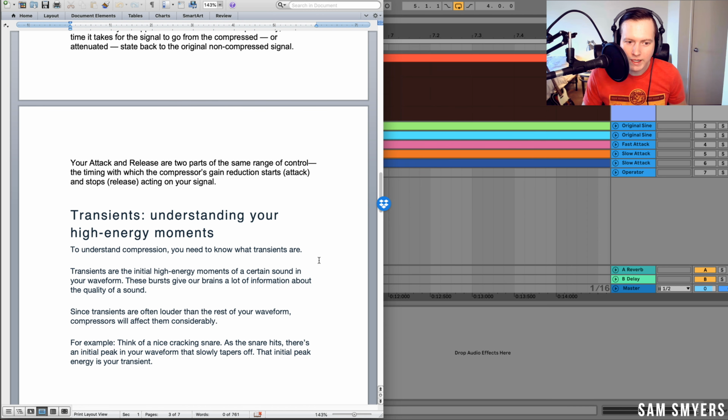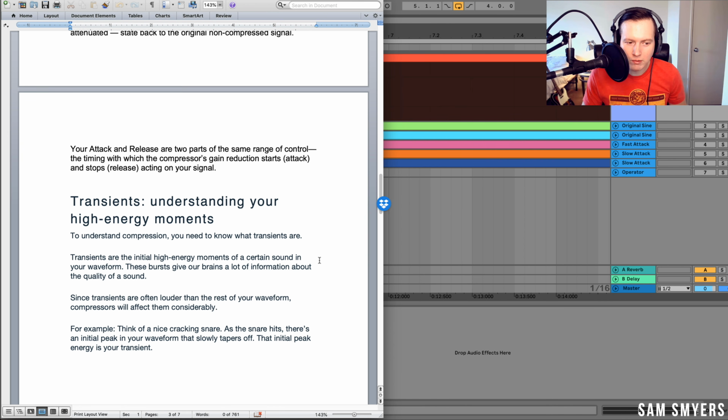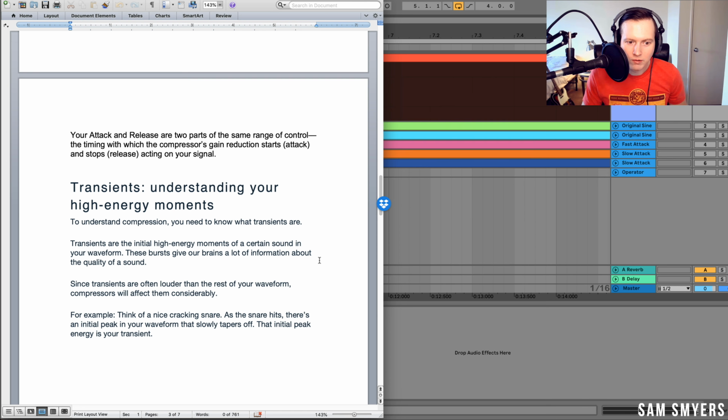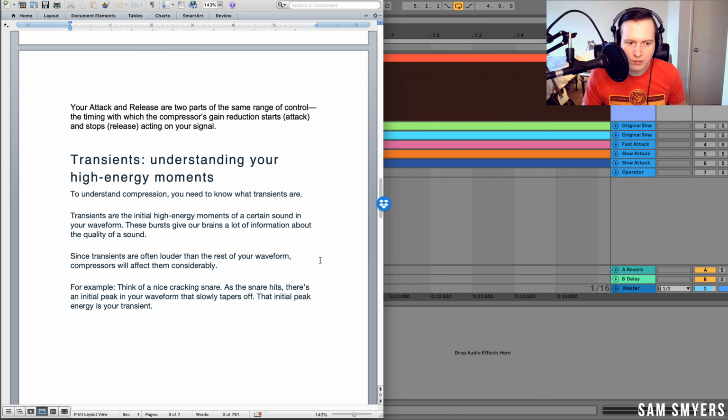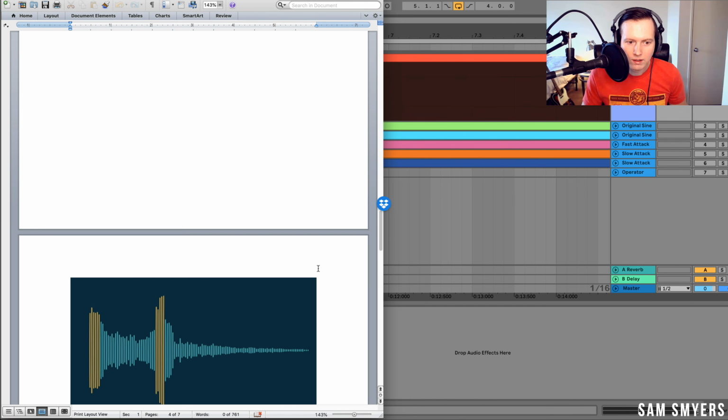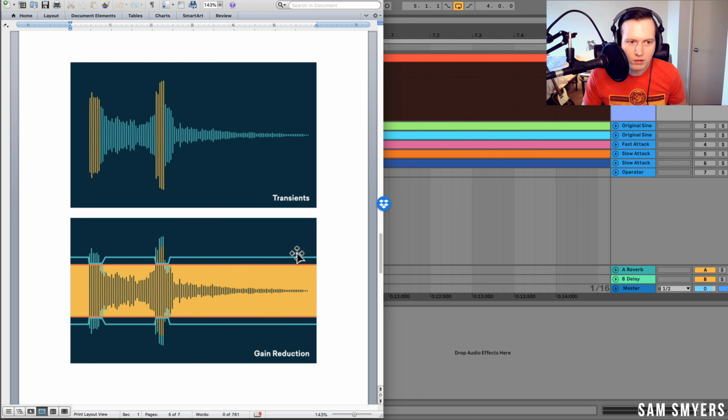Transients are the initial high energy moments of a certain sound in your waveform. These bursts give our brains a lot of information about the quality of a sound. So for example, think of a nice cracking snare. As the snare hits, there is an initial peak in your waveform that slowly tapers off. That initial peak energy is your transient. These two images show transients. This yellow area is the transient of the waveform, and also here, this yellow area is the transient.